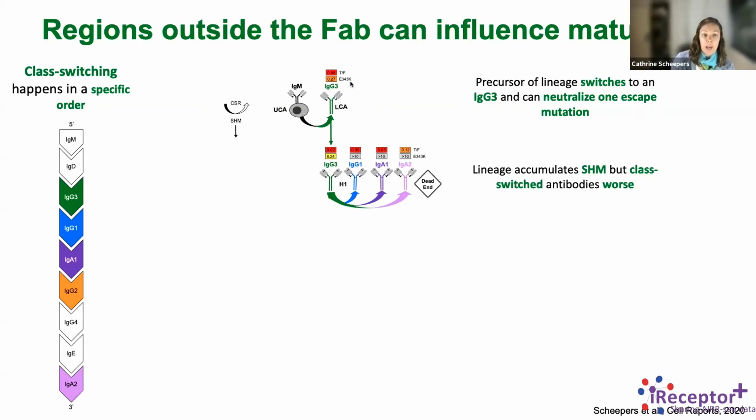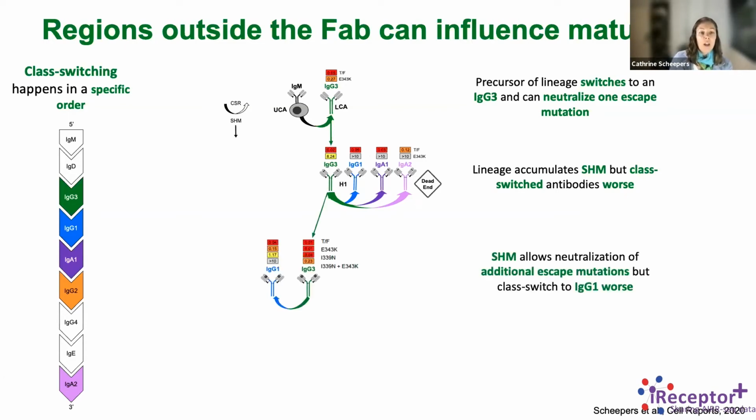We saw increased somatic hypermutation within this lineage, within IgG3, but then also class switching to different antibody classes. In this case, the class switch resulted in reduced neutralization of circulating viral variants, and all of these antibody classes resulted in dead-end sublineages. However, the IgG3 version of this lineage continued to evolve, accumulating somatic hypermutation, enabling it to neutralize new viral variants with escape mutations. But again, a class switch to an IgG1 resulted in reduced neutralization.